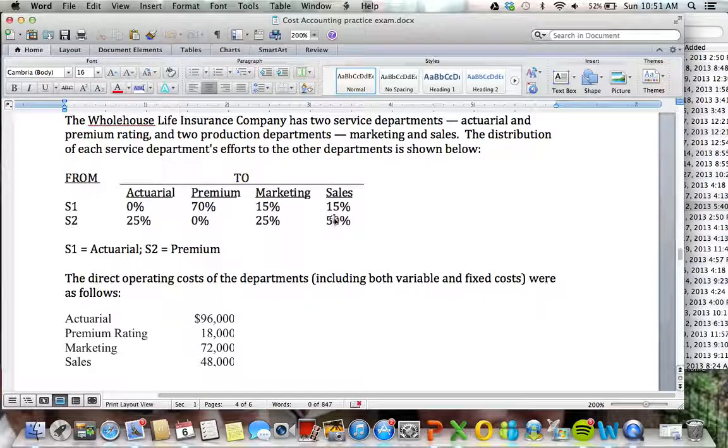Now, marketing and sales, for the direct method, I'm seeing, listen, marketing is using less than sales. Sales is using almost double that of marketing. So for premium, I'm going to look to allocate accordingly because I see, hey, sales is actually using it quite a bit more than marketing. And again, direct method, I only care about the allocation between the two production departments.